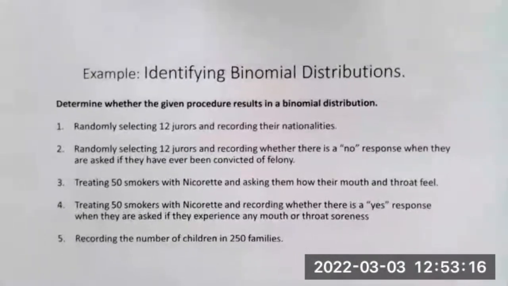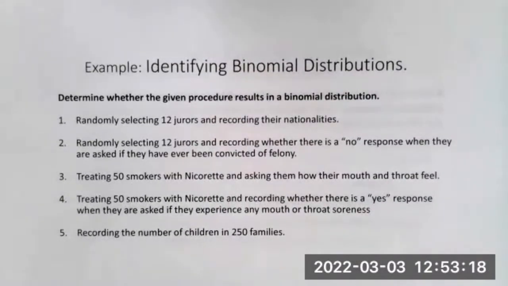Okay, some examples of binomial distribution. Here we're invited to analyze and say whether we think it's a binomial distribution or not. Example number 1: randomly selecting 12 jurors and recording their nationalities. I'll give you a couple seconds to think about it.